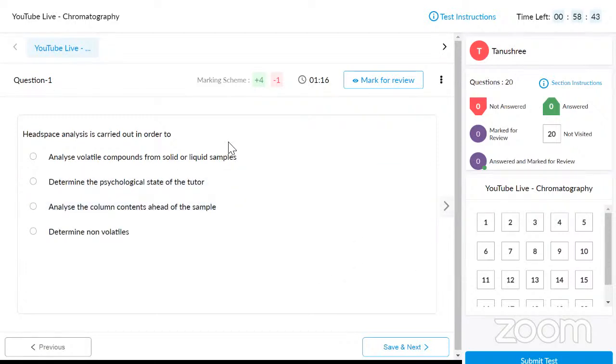As the question states, headspace analysis is a part of gas chromatography, that is GC. So what happens in gas chromatography? Basically, there are two types where you're going to incorporate a column. We will call it gas liquid chromatography, and in certain cases, you can analyze your volatile samples directly using gas chromatography. And how will you do it? You can do it by using the headspace analysis.